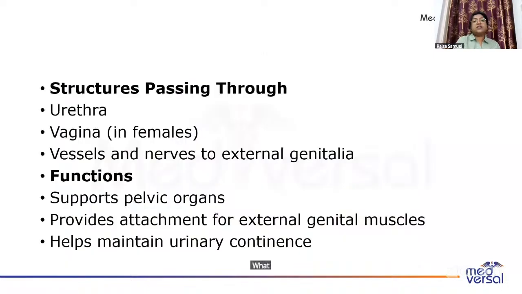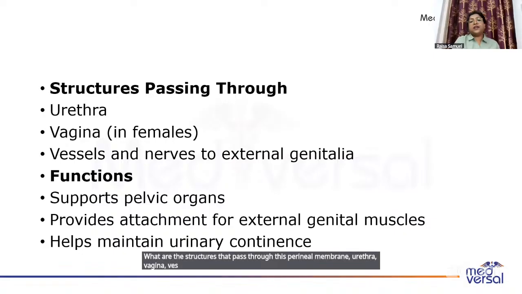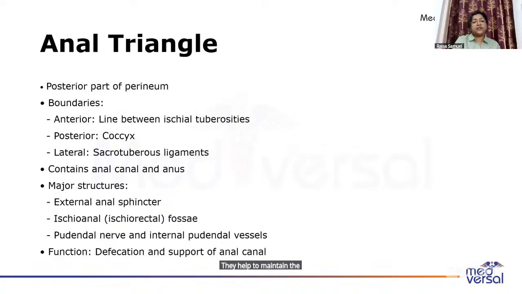What are the structures that pass through this perineal membrane? Urethra, vagina, vessels, and the nerves to the external genitalia. What is its function? It supports the pelvic organs and provides attachment for the external genital muscles. They help to maintain urinary continence.